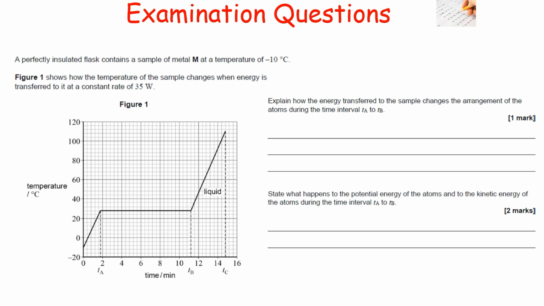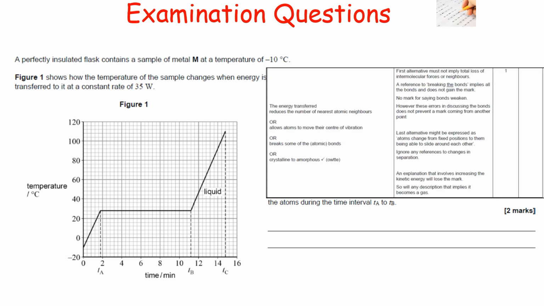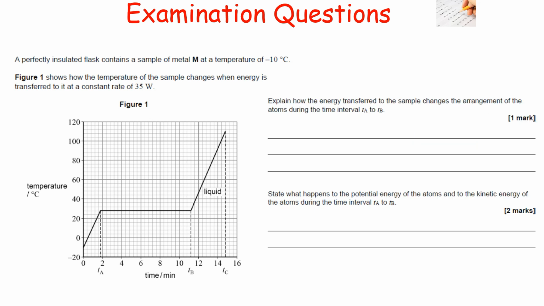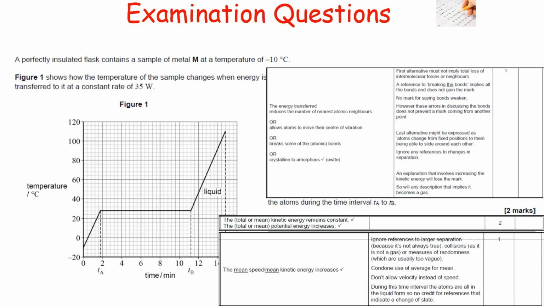Right, it's important to note that in time A to B, we're changing the state. You can tell this because the temperature itself is not changing, so any energy is going into changing the state. Therefore, the energy is transferred to the atoms so they move the centre of their vibration, or they break some of their atomic bonds. If you look on here, from A to B, the atoms are moving further apart. So what's happening to the potential energy and the kinetic energy?